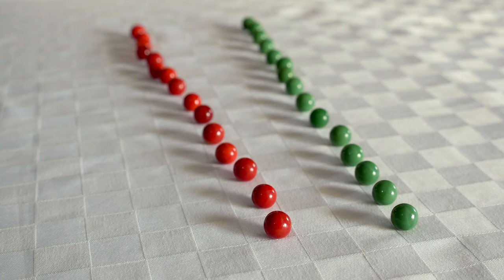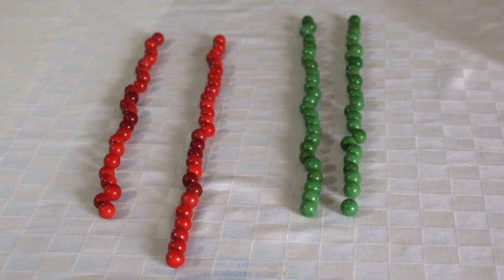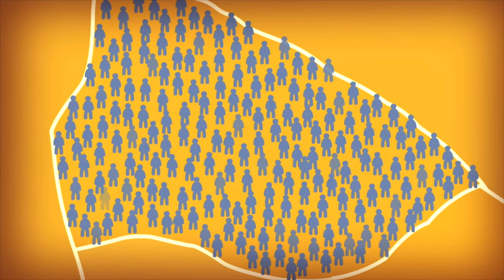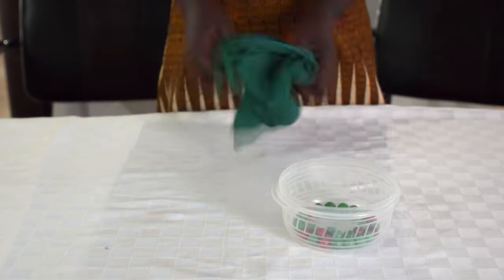We've basically got the same result without having to count all the marbles. The few represents the whole. And to check, we can count all the marbles from each bag just to make sure.